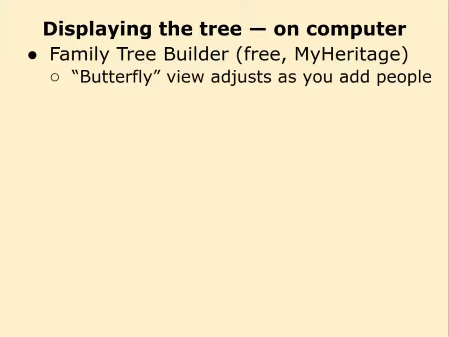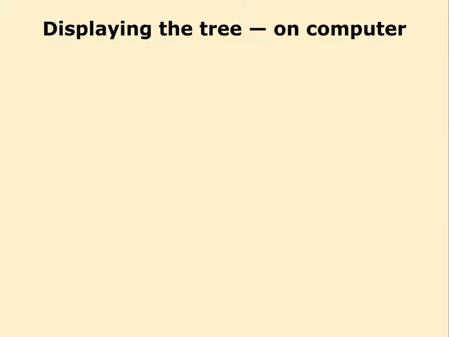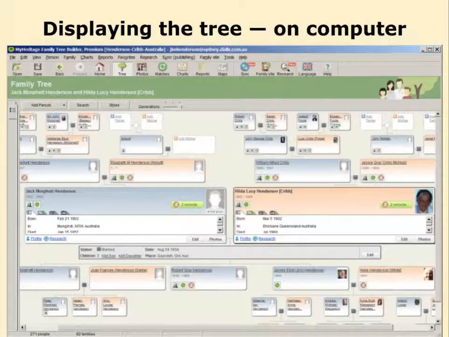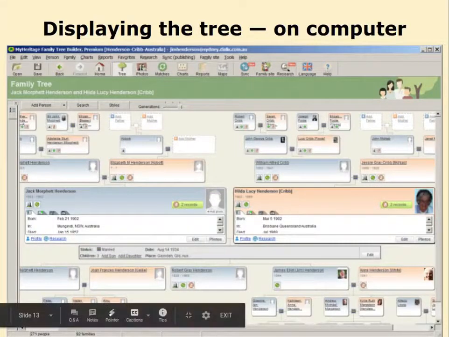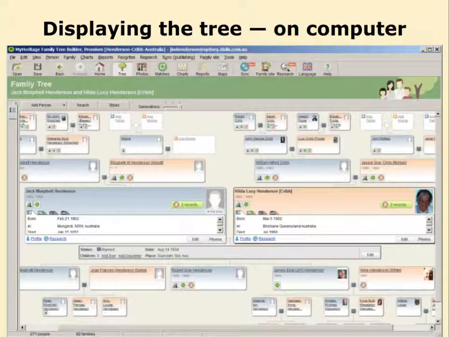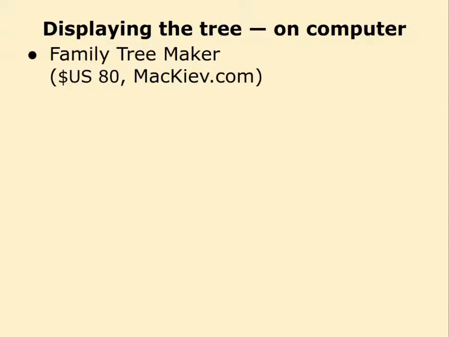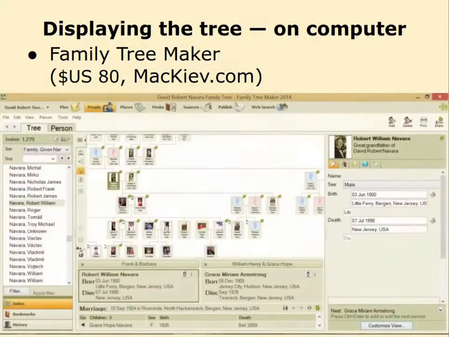Family Tree Builder has a butterfly view which adjusts as you add people. And so in that view you can see my parents here, and you've got their children down below and their parents up here, running up in the 2 butterfly wings, one for my father's side and the other for my mother's side. Another program is Family Tree Maker. That's from Makiev.com, and it's the program which lets you synchronize with a family tree at Ancestry.com. And that's what its display looks like.